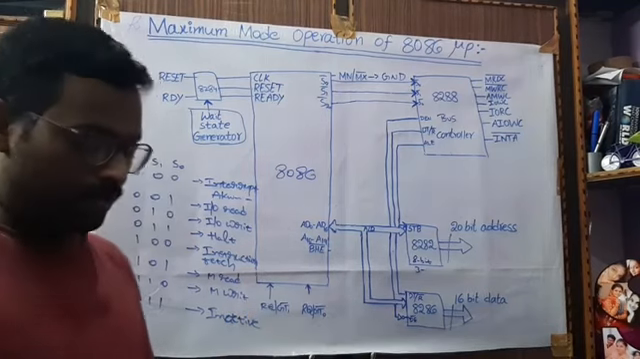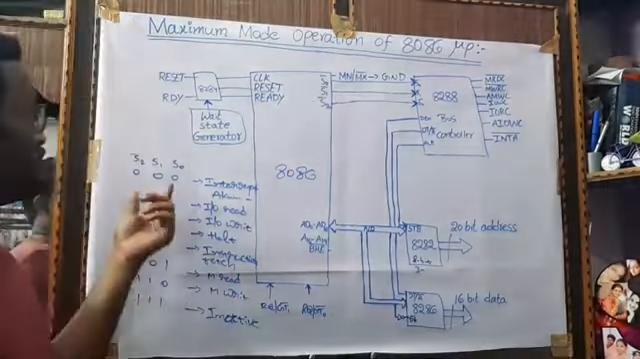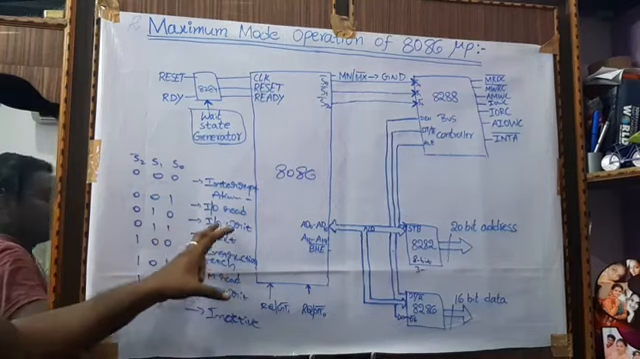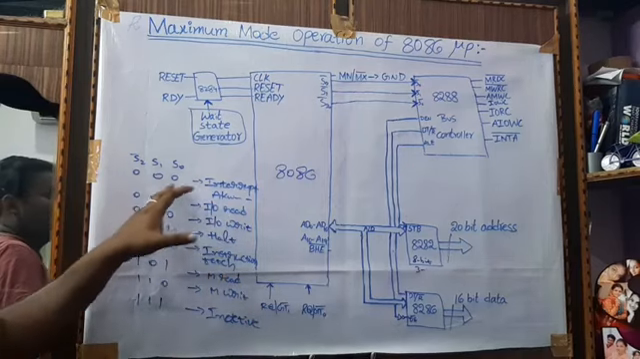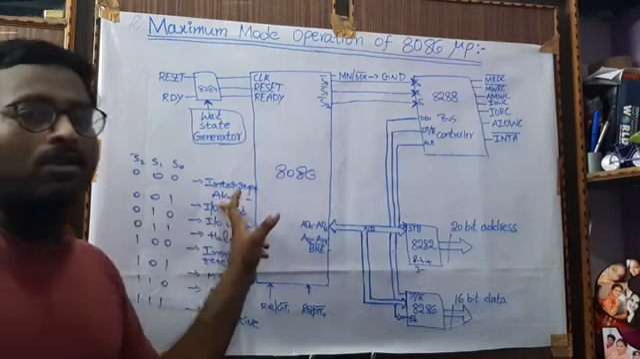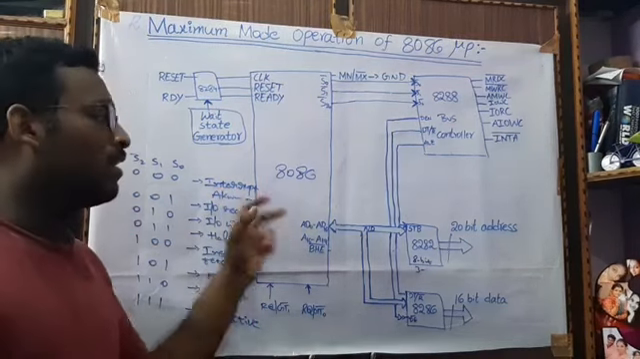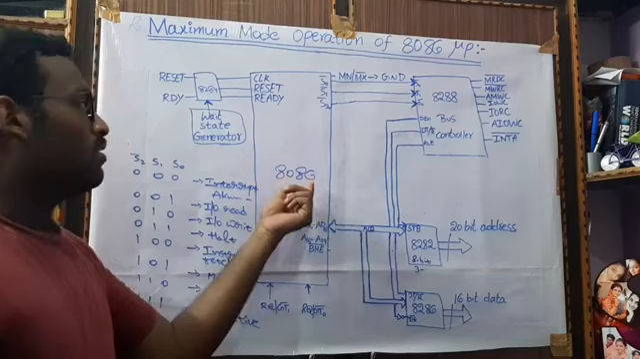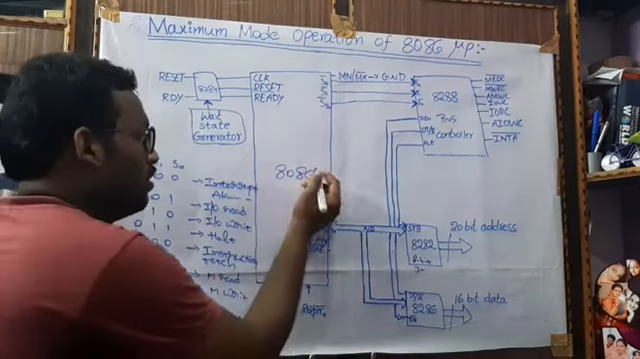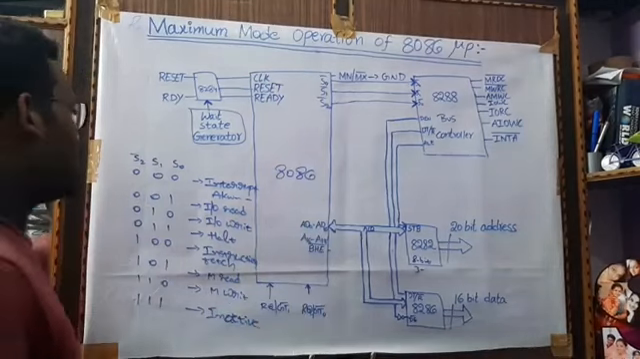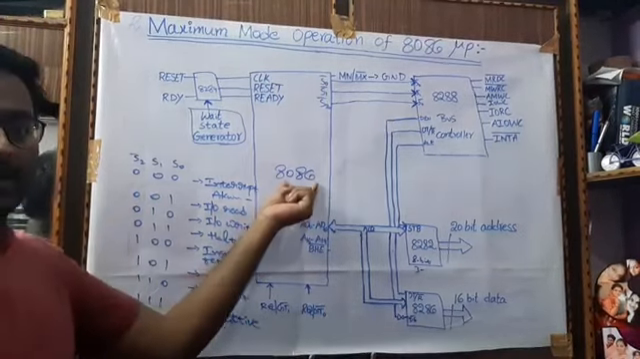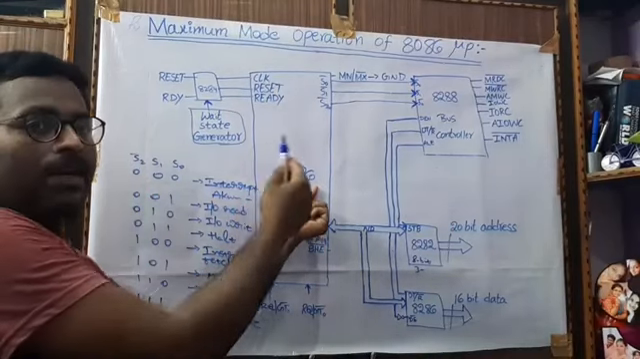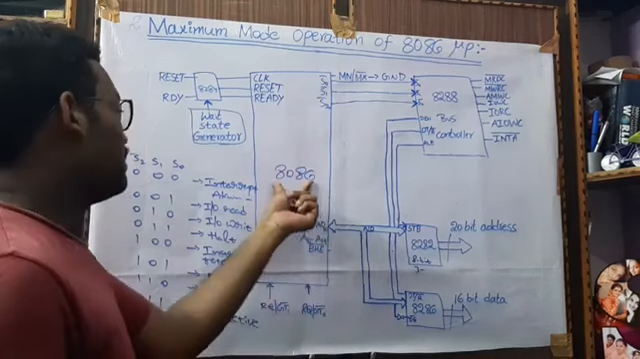So based on the status lines, this bus controller will control all these operations. All zeros means interrupt acknowledgement. Interrupt acknowledgement means the 8086 is accepting the external interrupt, so it will service the interrupt. If an interrupt comes to the 8086 processor, then it gives the interrupt acknowledgement, acceptance of that interrupt.